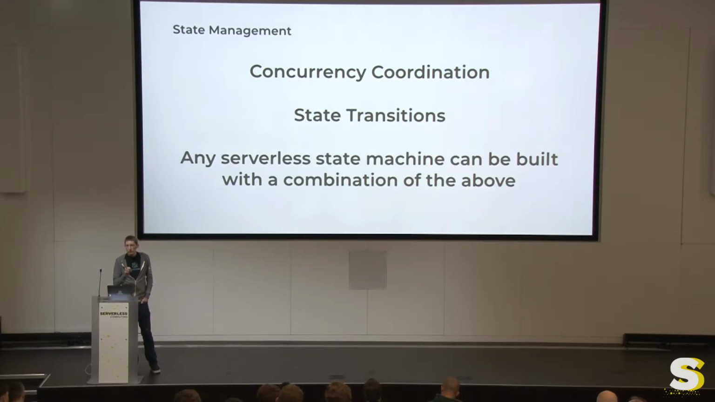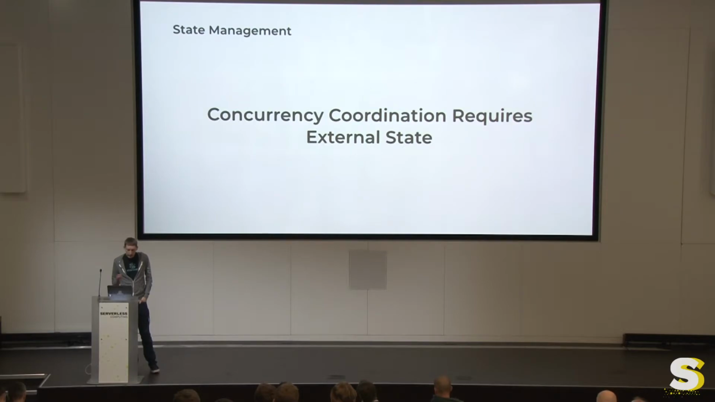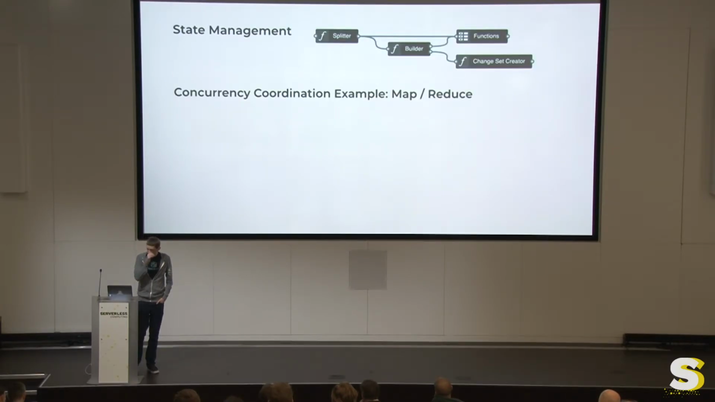But if we have solutions to these two core challenges, it turns out that we can build any serverless state machine with those solutions. So let's look at how we can implement solutions for these challenges. Concurrency coordination inherently requires external state. So let's look at an example.